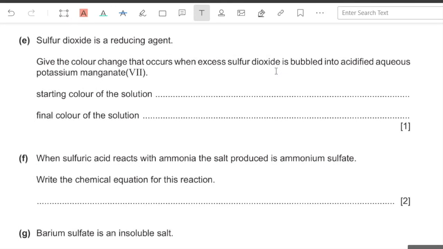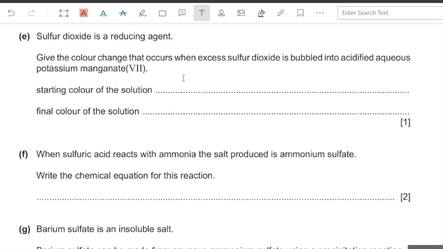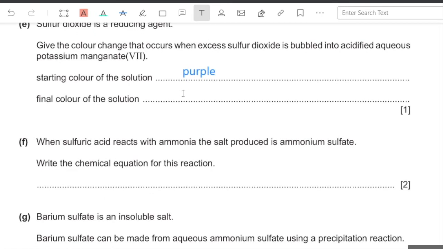E. Sulfur dioxide is a reducing agent. Give the color change that occurs when excess sulfur dioxide is bubbled into acidified aqueous potassium manganate. Starting color of the solution. The color of the solution of potassium manganate is purple, and the final color after the addition of sulfur dioxide is colorless.